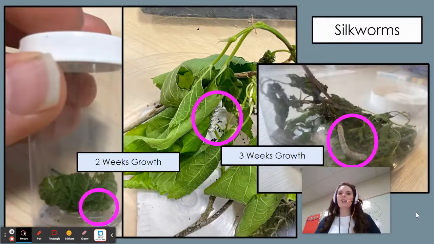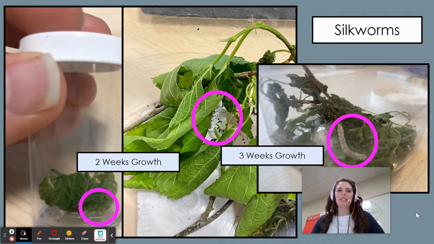This slide shows what 3 weeks worth of growth looks like in our silkworm. In the first picture, you can see the egg, really tiny, inside the vial. After 2 weeks, our silkworm has grown into about the length of Miss Shannon's thumbnail. And then 1 more week, our silkworm is getting longer and bigger. And I even noticed that the color is changing a little bit again.